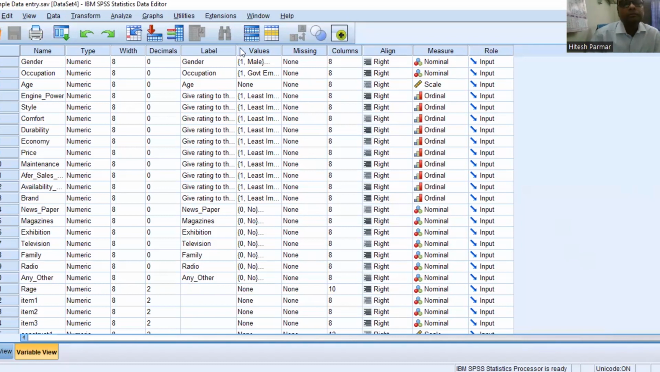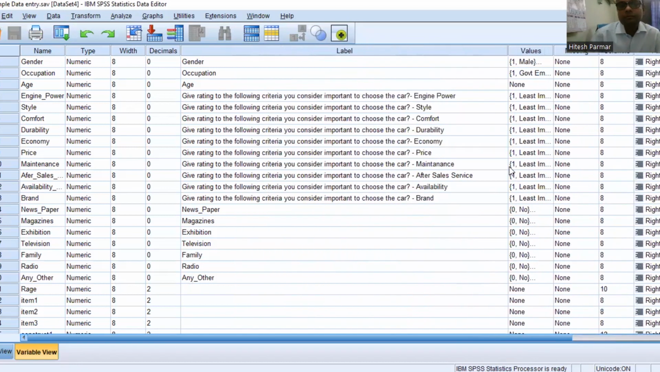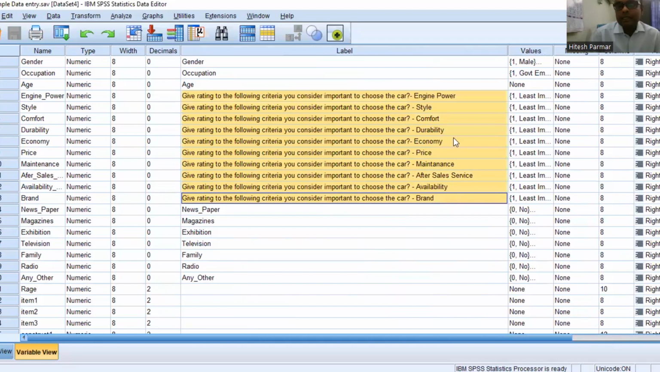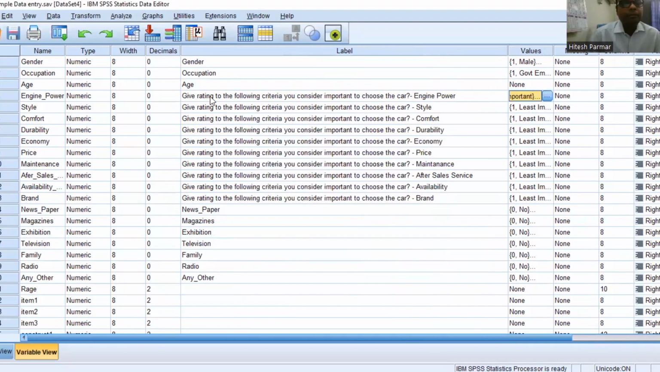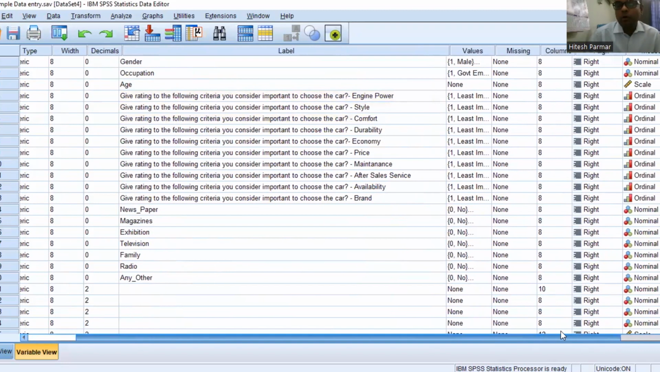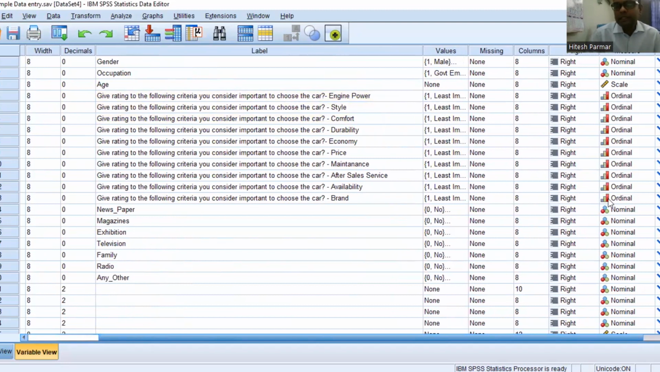Say for example, these are certain variables. It has been asked to give a rating to the following criteria you consider important to choose the car. And these criteria are engine power, style, comfort, durability up to brand. These criteria are measured here from least important, less important to very important. So it is a 5-point rating, and we are considering this variable as ordinal in nature.